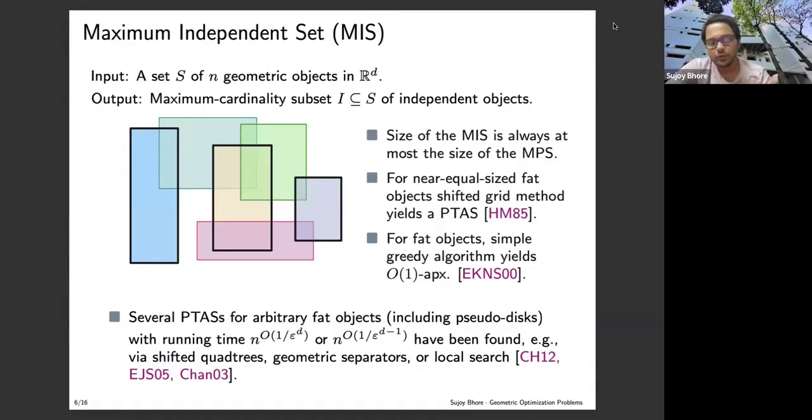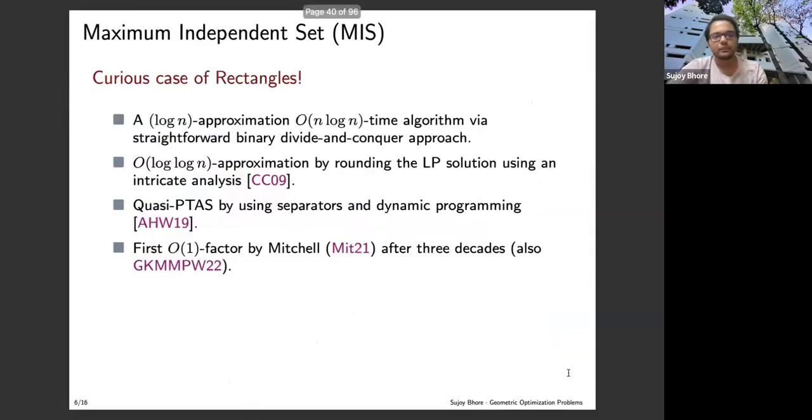There are several polynomial time approximation schemes for arbitrary fat objects, including pseudo disks, with running time n to the order (1/epsilon)^d, or n to the order (1/epsilon)^(d-1), which have been found via different techniques, to name a few, shifted quadtrees or geometric separators. And then Chan and Har-Peled, in their seminal work, had this PTAS using local search for arbitrary fat objects.